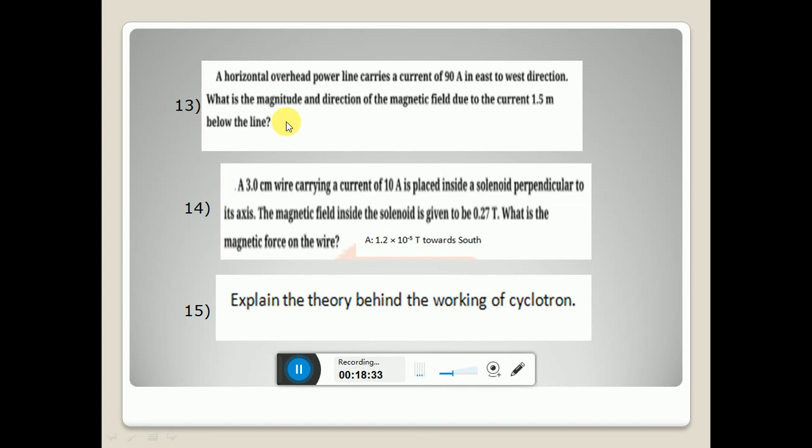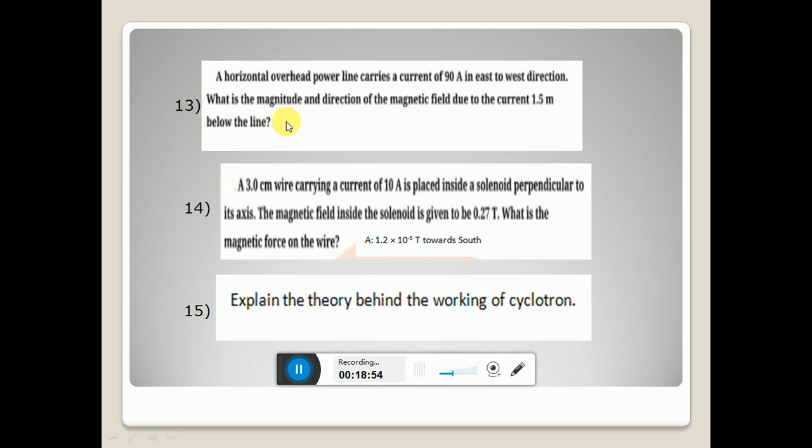After getting the magnitude of the magnetic field, apply the right hand thumb rule to determine the direction of that magnetic field. Here also I am not giving the answer, so try to do it on your own and get the answer. Already I have given this type of question previously, so apply the same formula and try to get the answer.